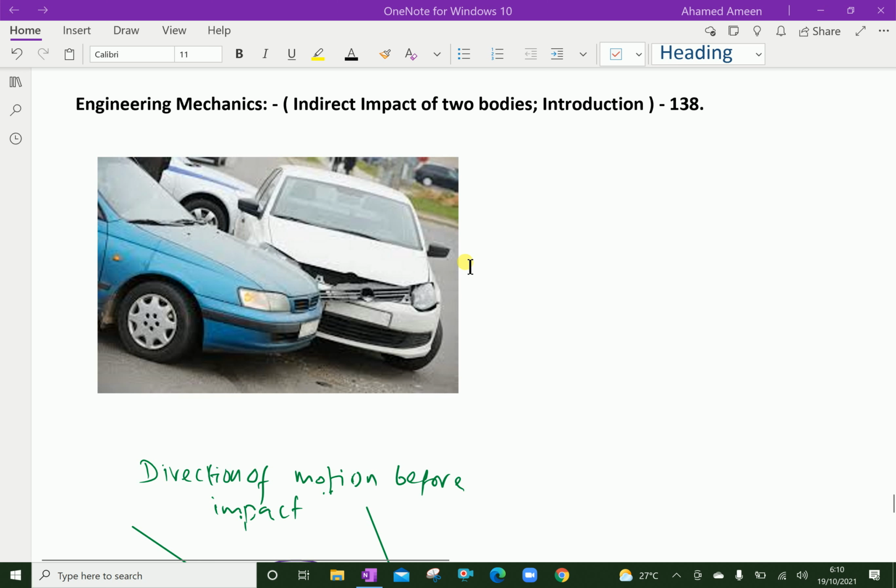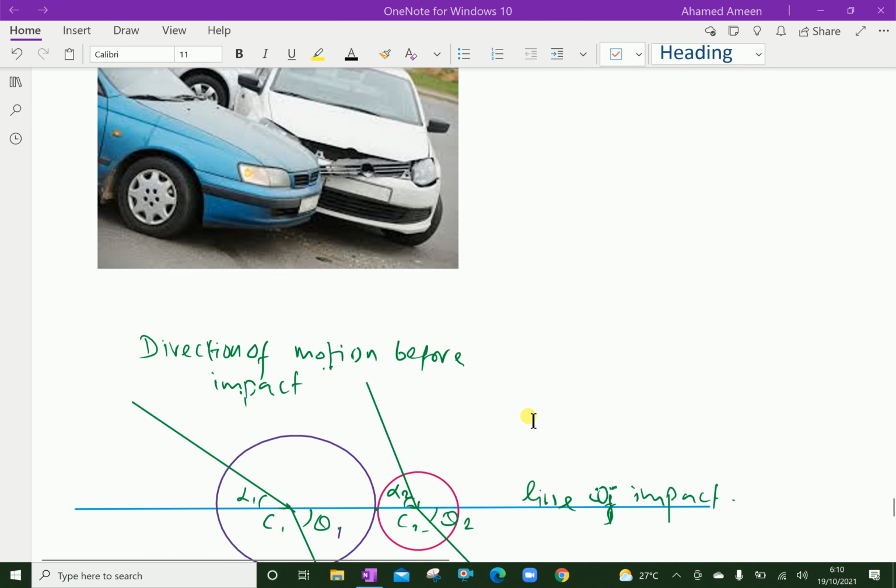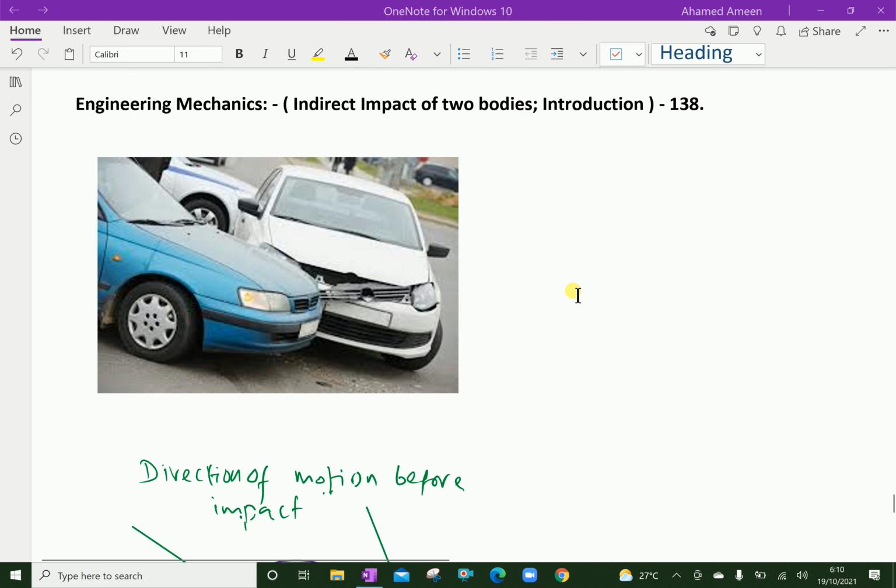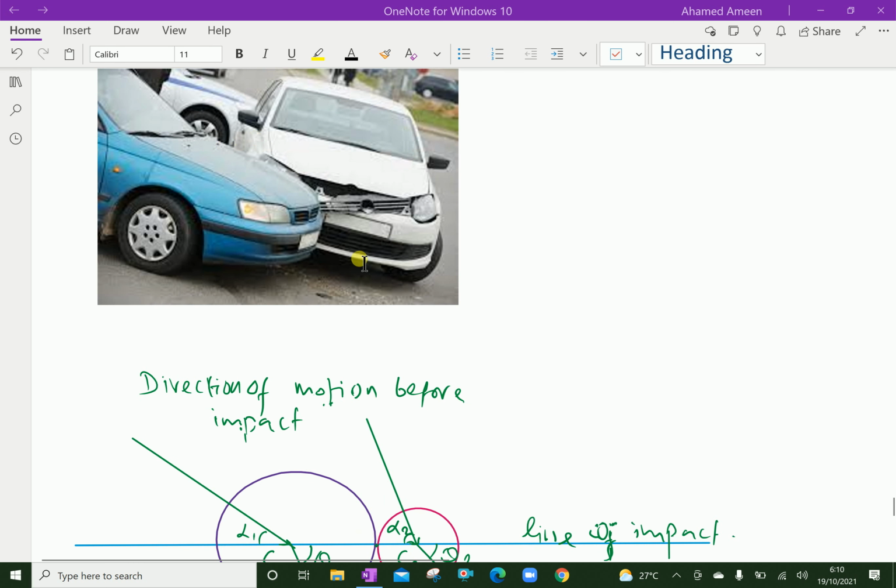In engineering mechanics, let us discuss indirect impact of two bodies, some introduction. Look at this figure. The two bodies before impact are not moving along the line of impact. The collision is called the indirect or oblique impact as shown in the figure. Here, these two cars collide with each other not along a straight line of impact, the line of action of impact, so it has some angle between them.